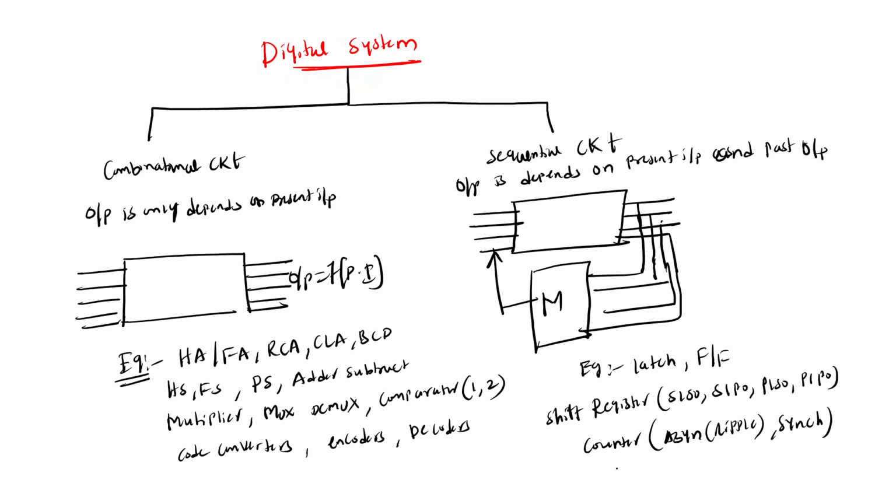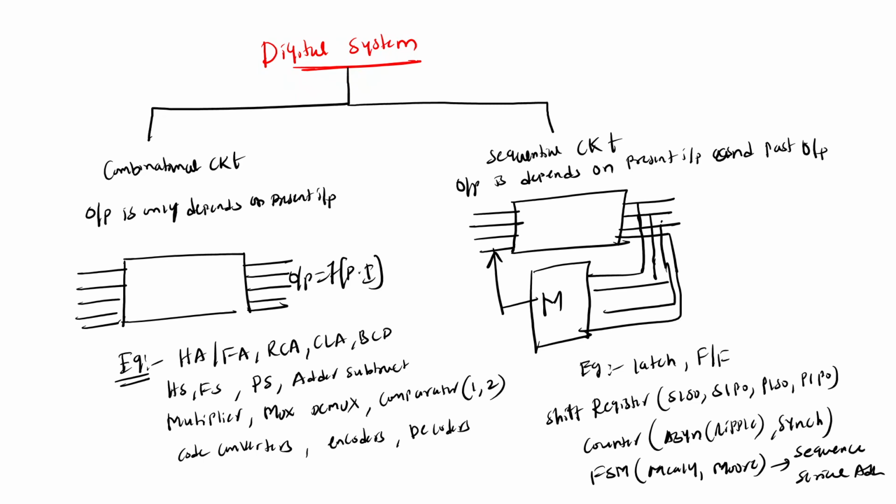And the synchronous counter, and you are going to study FSM. In the FSM there are Mealy and Moore machines. In this you are going to design a sequence detector using FSM and a serial adder using FSM. These are nothing but sequential circuits. So these are what you are going to study in the digital system.